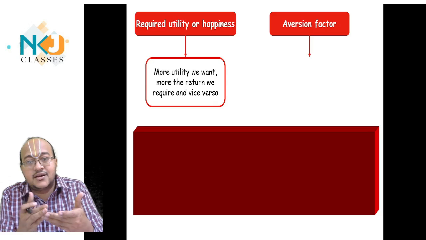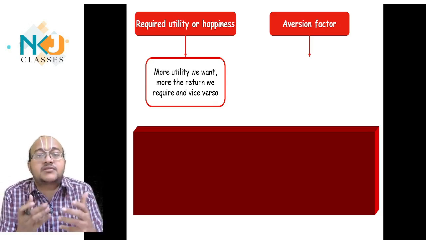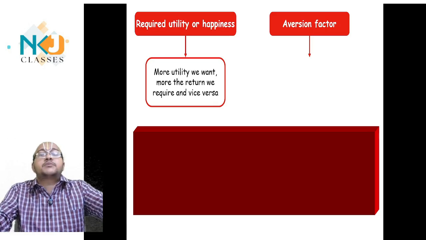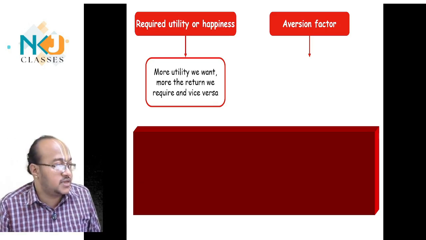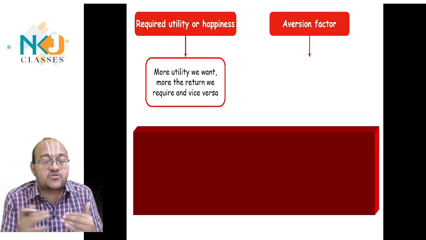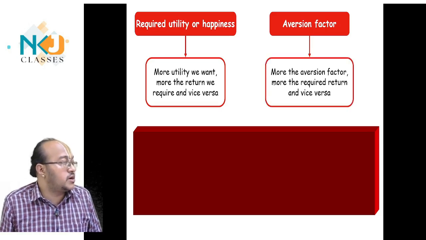Are you understanding? It is just a combination with risk. You can take it as boosting the risk. Risk is 10%, but with aversion, it will show as 20% risk. Understood? The same risk will show bigger. That is the magnifying effect of the aversion factor. Next, the more the aversion factor, the more the required return, and vice versa.